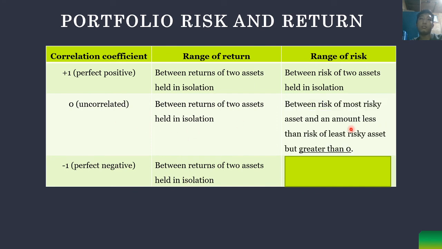And then, kung uncorrelated, between the risk of the most risky asset and an amount less than the risk of the least risky asset but greater than zero. So later, papakita ko to. Makikita naman natin to sa chart. Okay? And then, kung perfectly negative, between the risk of the most risky asset and zero. Okay? So, class, nasan yung diversification? Tandaan mo, saan tayo magkakaroon ng diversification? If opposite direction. So, dito, between the risk of most risky asset and zero.